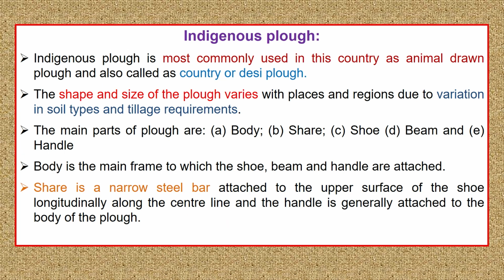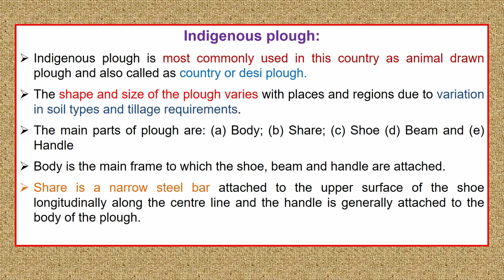Indigenous plough, as the name reflects, is the one which is locally made. It is the most commonly used plough in this country, and therefore it is also called country plough, and somewhere also called desi plough. It is the most commonly used animal drawn implement. As far as animal drawn ploughs are concerned, the indigenous plough is the most commonly used type, called country plough or desi plough as well.